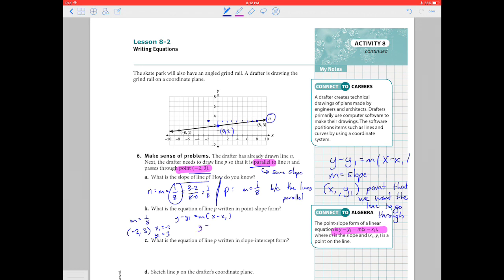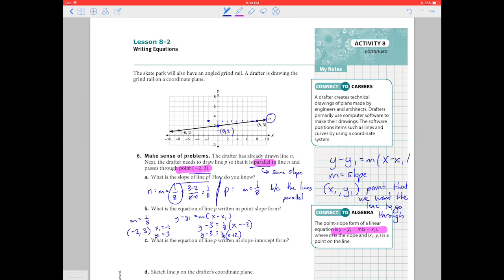y stays y, but then we subtract 3 from it, because that's what y1 is. We know our slope, that's 1/8. x stays x, but then we subtract our x value, which is -2. So we can clean that up real quick. y minus 3 equals 1/8 quantity of x plus 2.